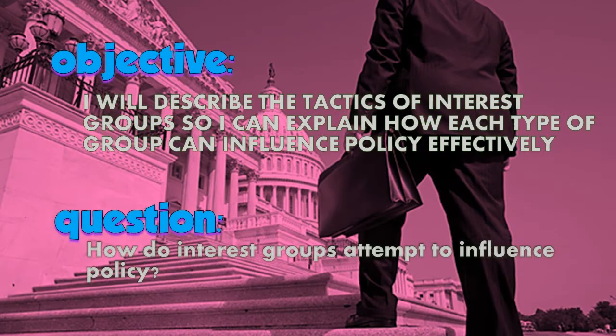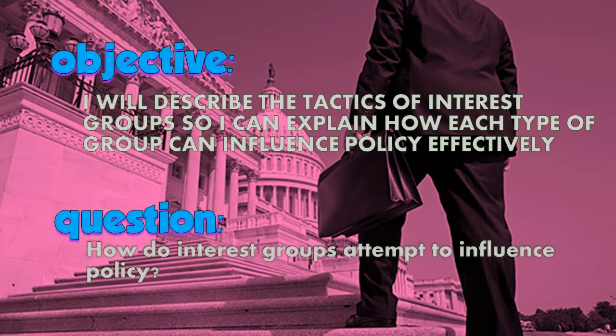Our objective today, we are going to describe the different tactics that interest groups use. So we're going to take a look at grassroots activism, litigation, lobbying, electioneering. We're going to talk about these 4 tactics that the groups use. What we want to make sure we're able to do is explain how the different types of interest groups can use those to influence policy effectively.